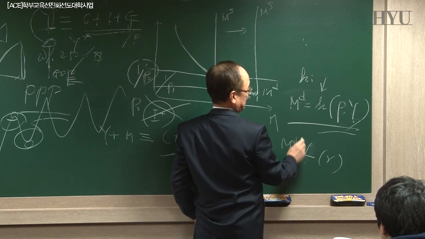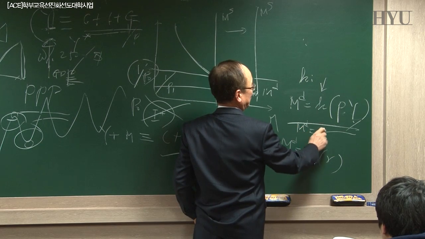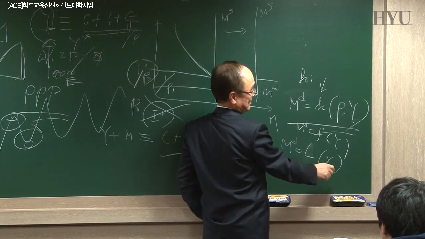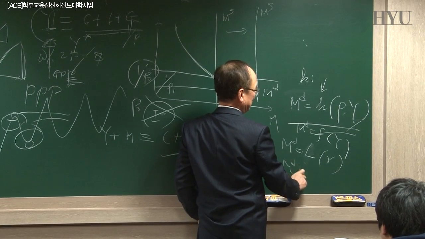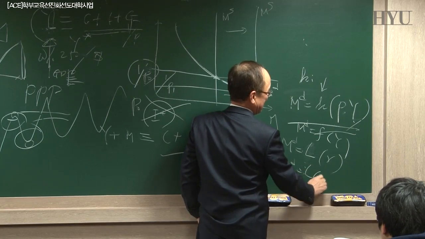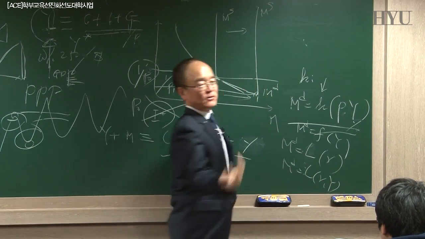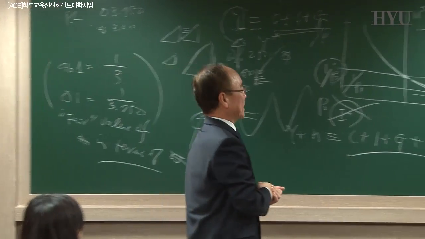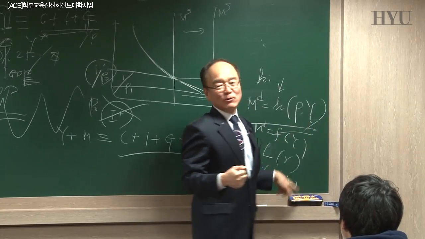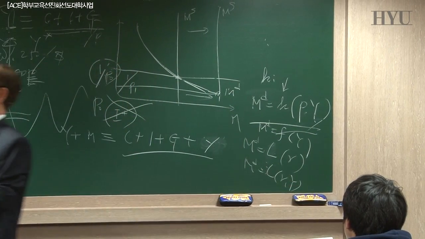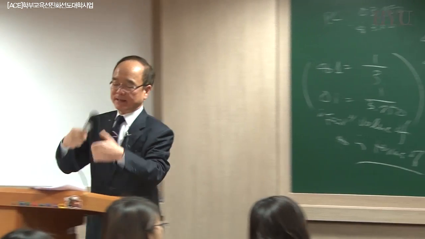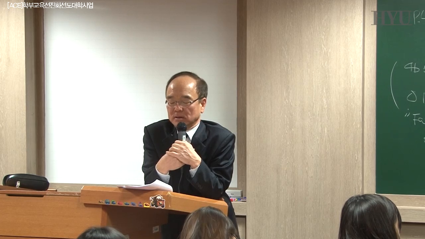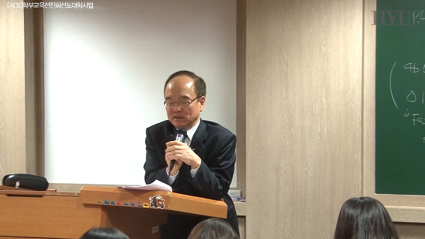Here, MD is a function of what? Y only, and this is R. We'll come back to this next week. R and Y both: your demand for money is determined not only by Y, but also by R. For the purpose of comparison, I explained this to you.